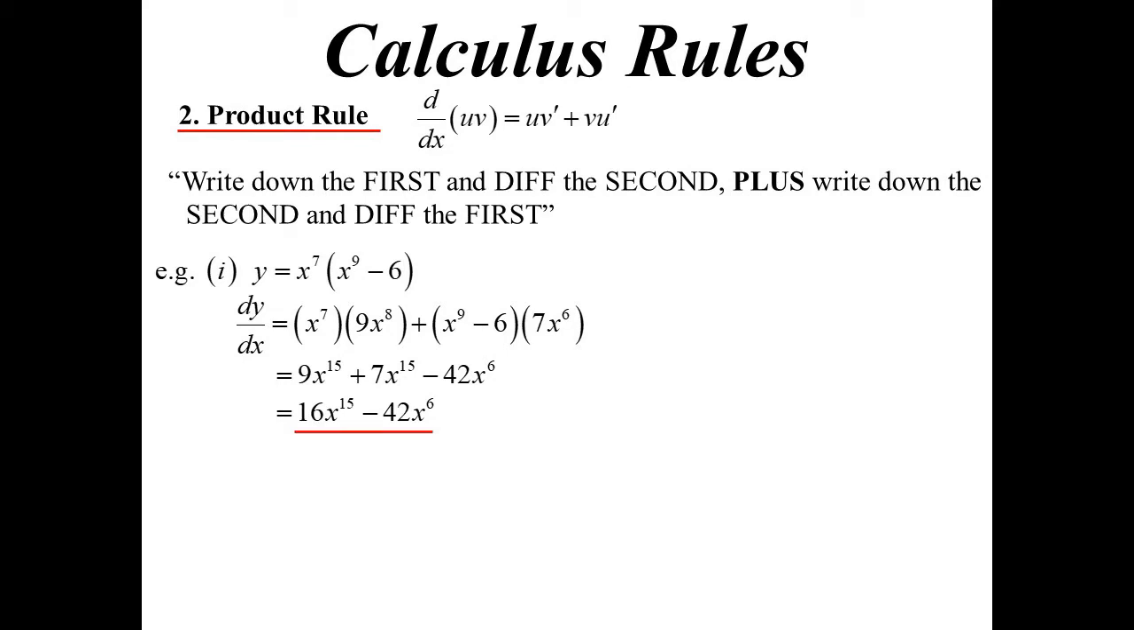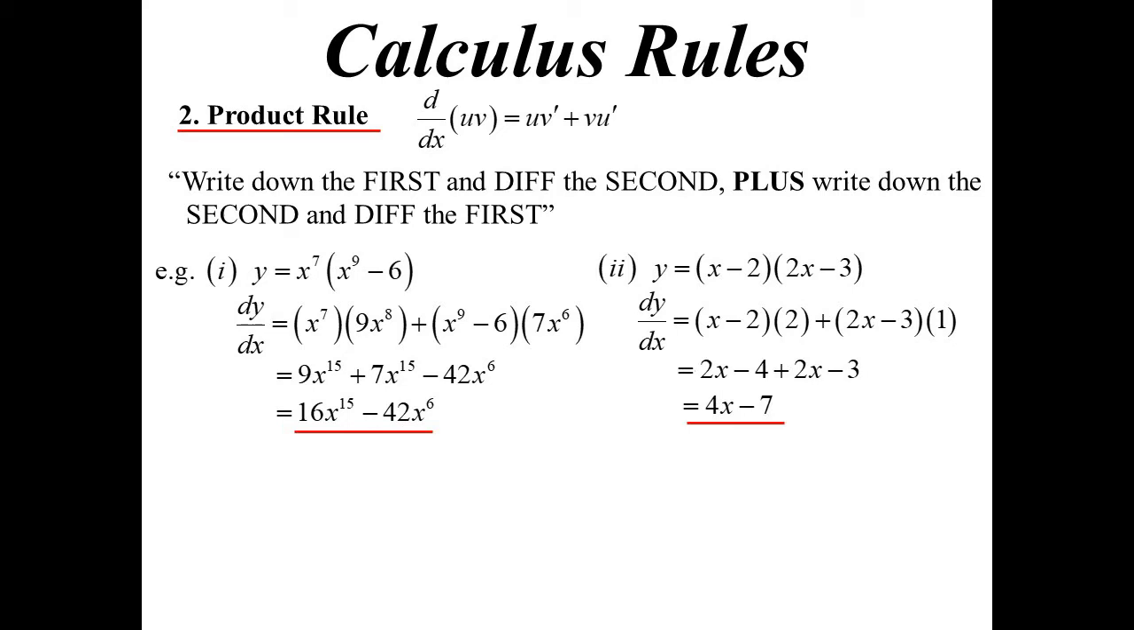It depends, again, what you're going to do with the derivative. So write down the first, diff the second, plus write down the second, diff the first. So x minus 2 is the first. Write down the first. Diff the second, 2. Plus, write down the second, 2x minus 3. Diff the first, differentiate x minus 2, you get 1. Tidying it up, there's our derivative.